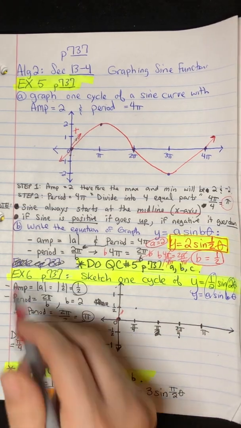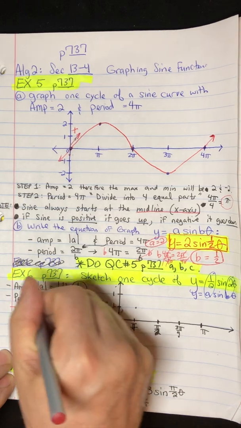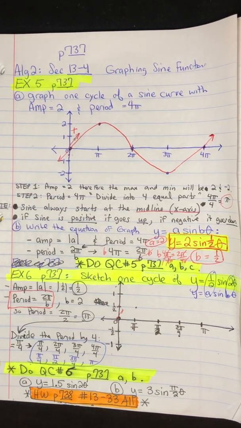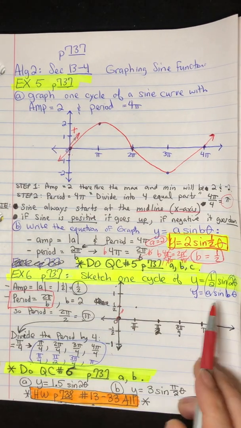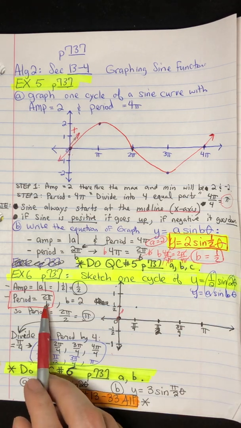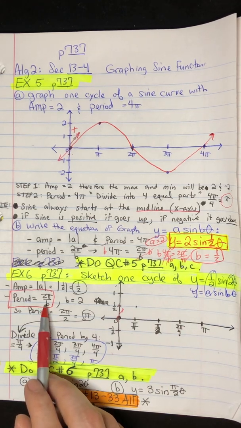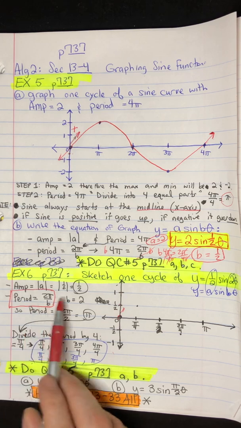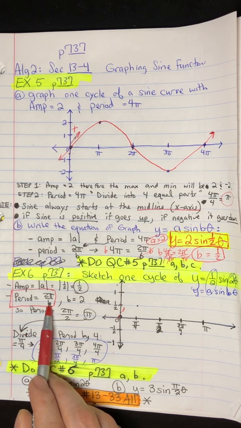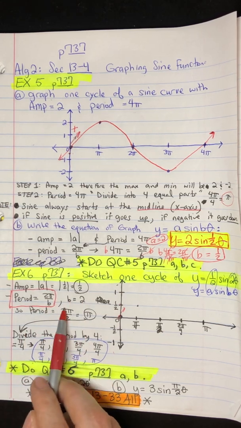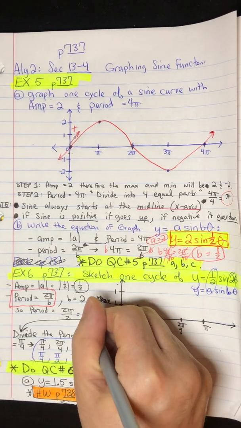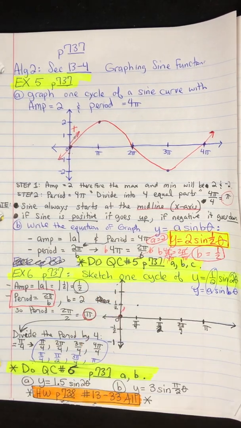If we know what B is, the formula for period is 2 pi over B. B is the number of cycles from 0 to 2 pi, so it happens to be 2. There's 2 cycles from 0 to 2 pi. Okay, so let's find the period then. Replace B with 2: 2 pi over 2 equals pi. The whole period is pi.